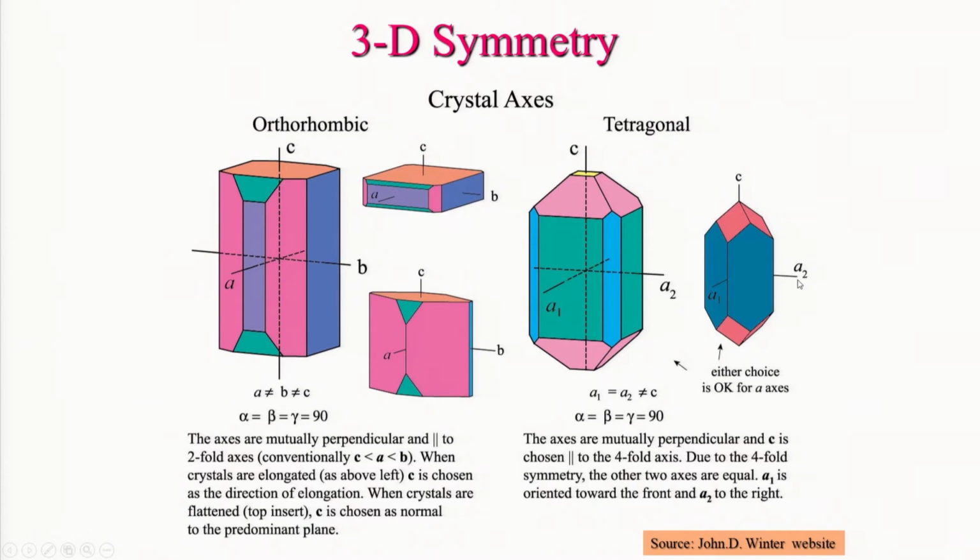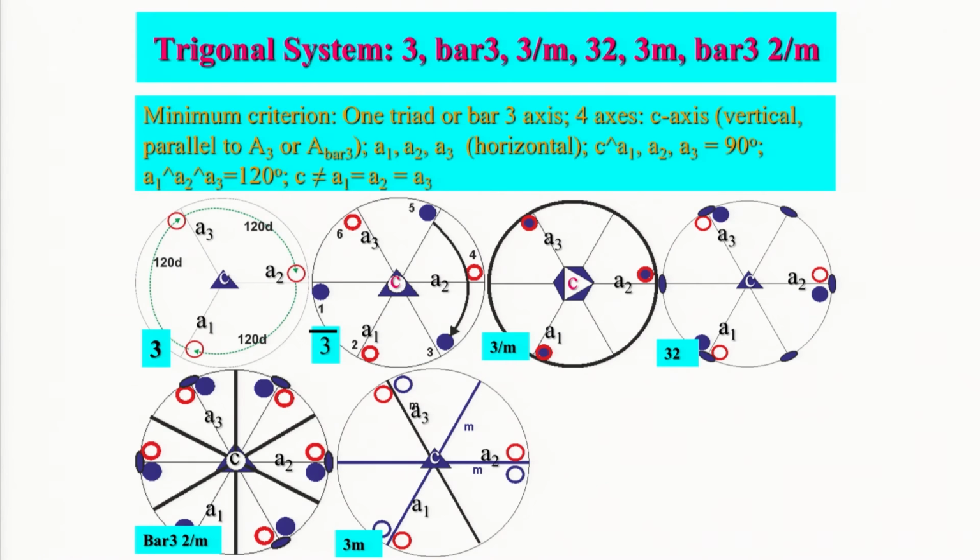And in this case, A1 and A2 are not oriented perpendicular to the crystal face, but they pass through the center of the edge formed between the intersection of the faces here. So, these are the orientations of crystallographic axes in the orthorhombic and tetragonal crystal systems.